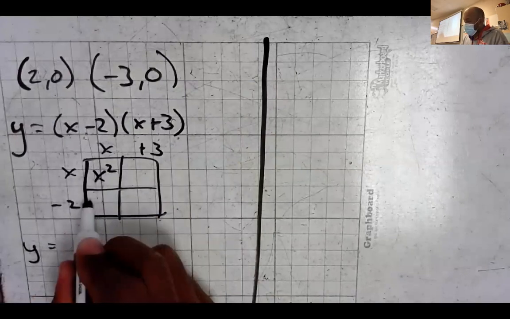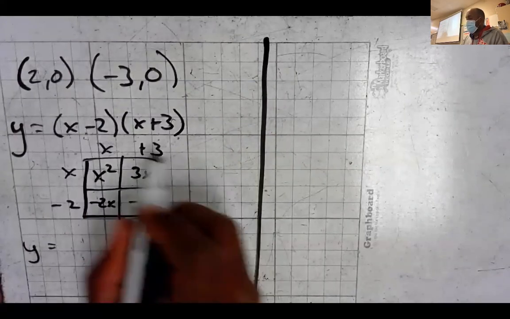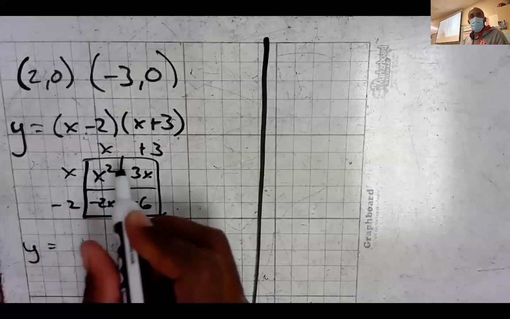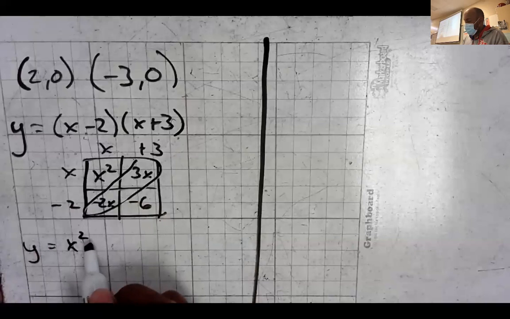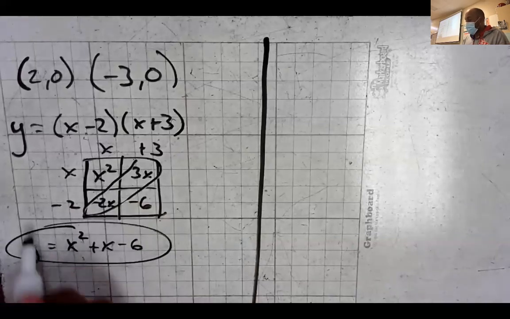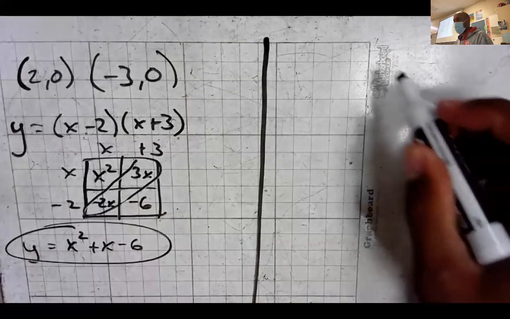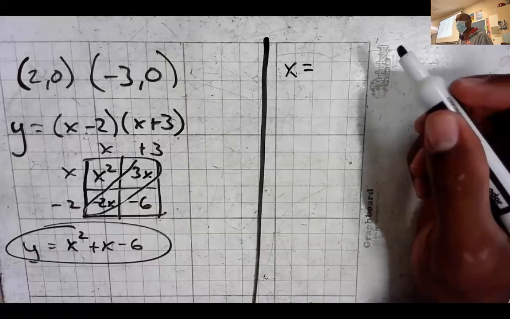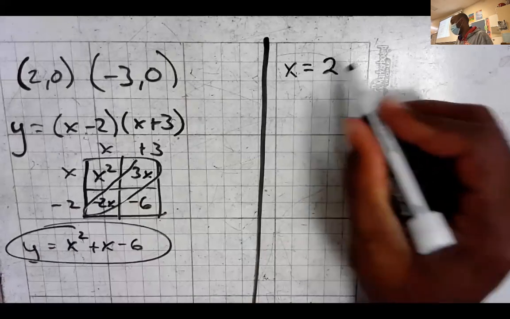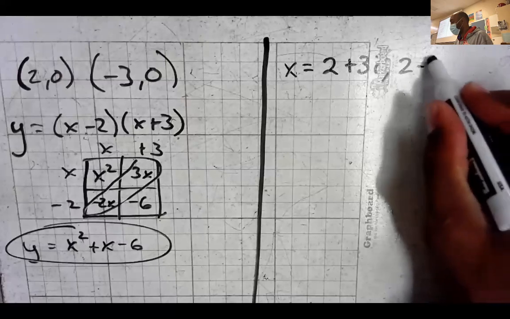Okay, so I get x squared here minus 2x plus 3x and then minus 6. And you add up those like terms in there. So now I get x squared. These two add together, and that just is 1x or just x, and then minus 6. And there's my possible equation. Now, what if I give you this? What if I tell you the roots are 2 plus 3i and 2 minus 3i?